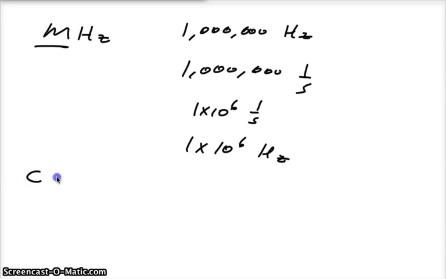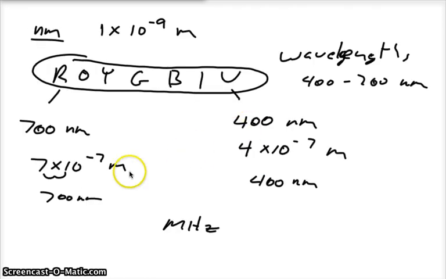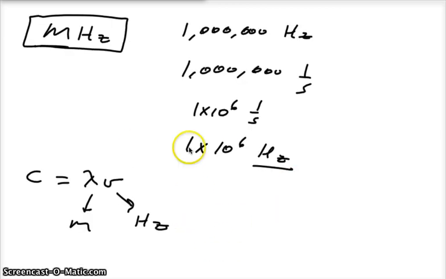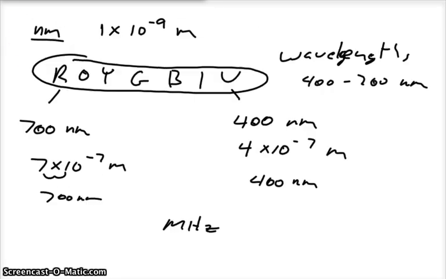Whenever you're plugging into your C equals lambda nu equation, this lambda needs to be meters, and this frequency needs to be simply hertz. So if you are given a problem with megahertz, you'll need to make a quick conversion to hertz. If you're given a problem with nanometers, like if you were given 400 nanometers, then you would need to convert to meters. And so I wanted to make you aware of what a nanometer is. A nanometer is a billionth of a meter. 1 times 10 to the negative 9 meters is a nanometer.